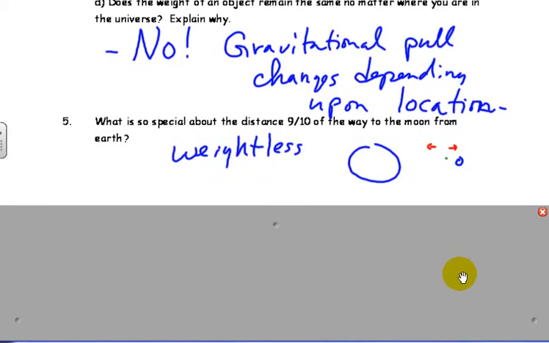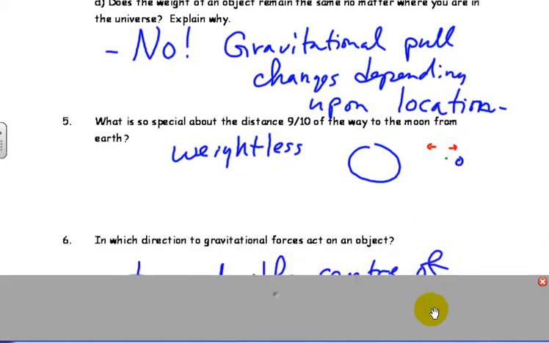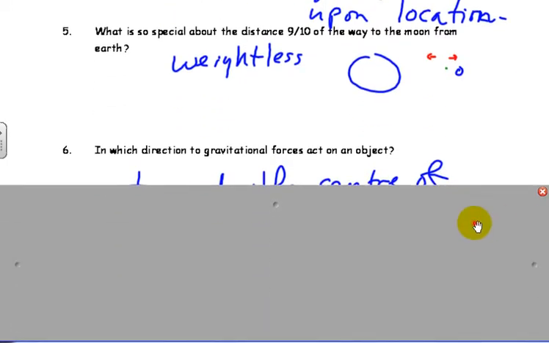What is so special about the distance of 9/10 away to the moon from the Earth? So here's the Earth, here's the moon. If you imagine yourself 9/10 of the way, this gives you an idea of the size of the gravitational field strength on Earth and moon, is that you would have an equal pull in either direction. So you'd have a weak force pulling towards Earth, the same force pulling towards the moon, and it is equal. So you'd have to be 9/10 of the way from the Earth to experience the same pull in either direction. So you'd experience weightlessness at that part.